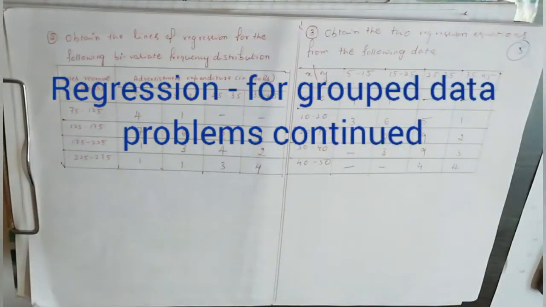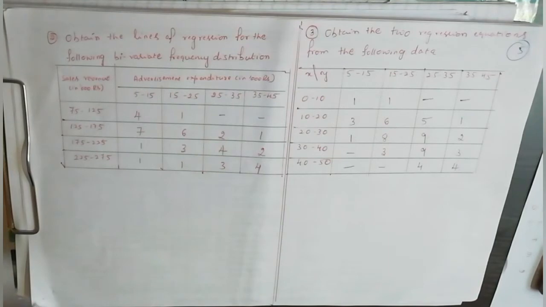Hello students. So in the last class we started with the regression analysis problems for group data, correct? We have solved the first question. So in today's class we'll continue with two more problems, okay?